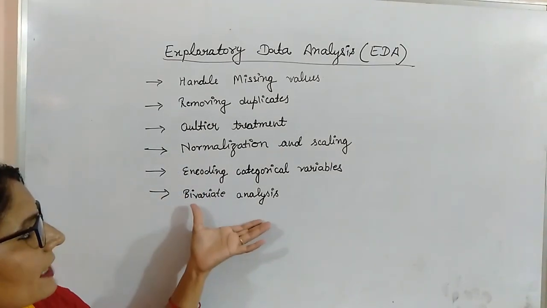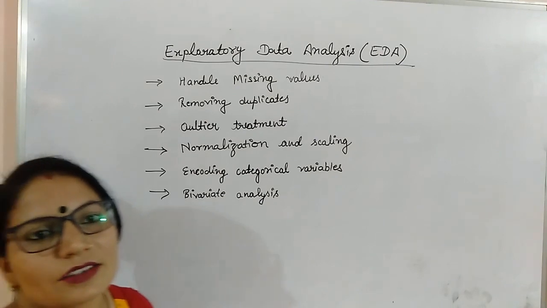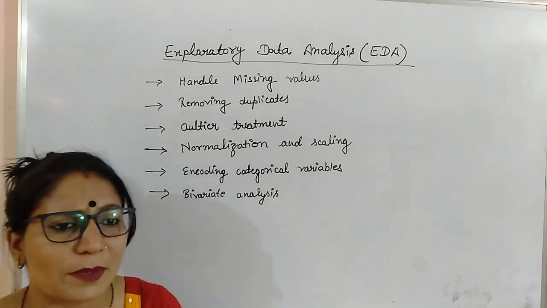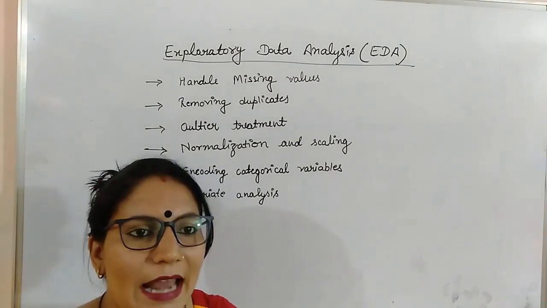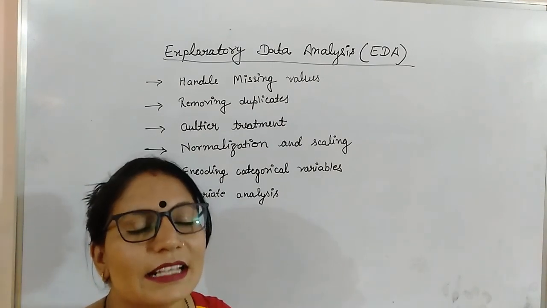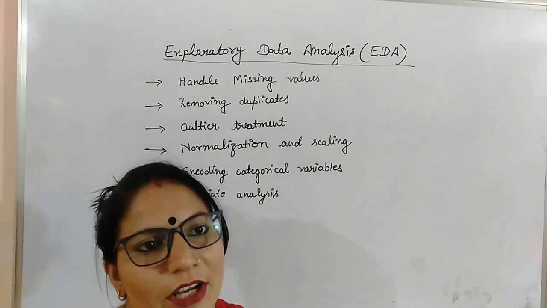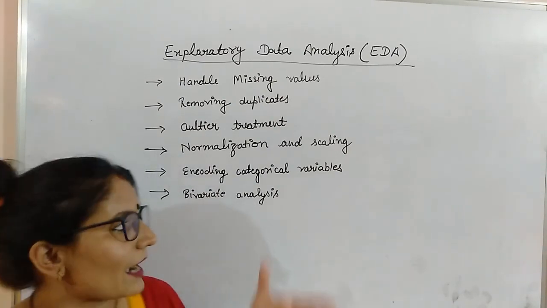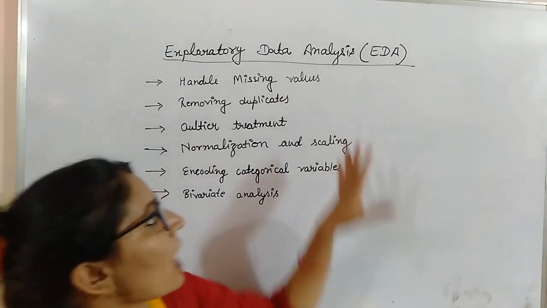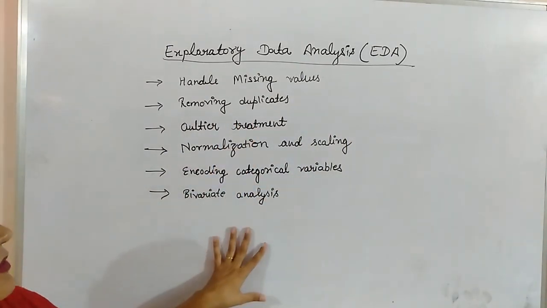Then we come to the next technique, which is bivariate analysis. Bivariate analysis is basically when we analyze two categories or two features together, and we understand the relation between them. So that is bivariate analysis. I'll be discussing each and every one in detail.